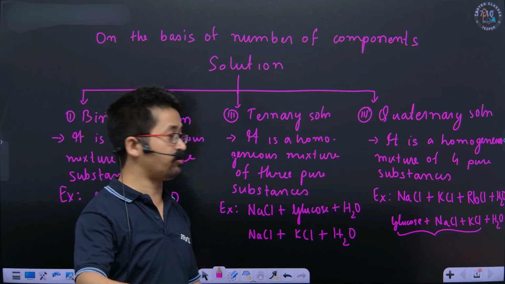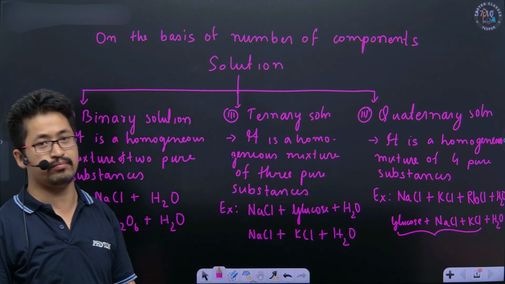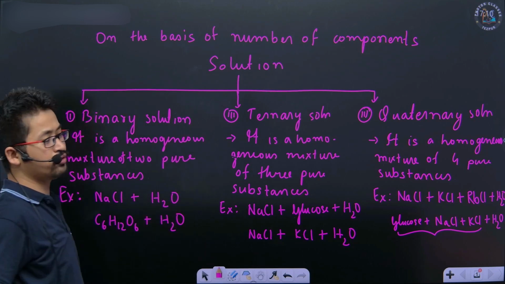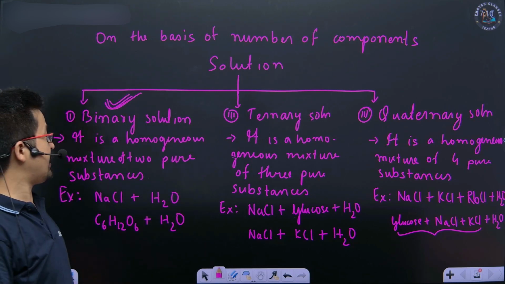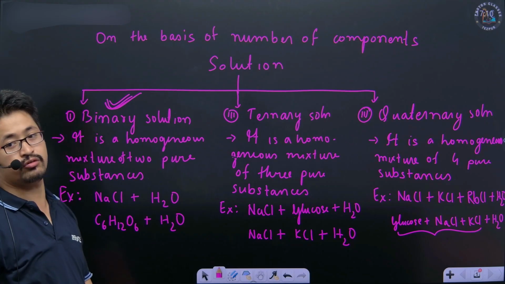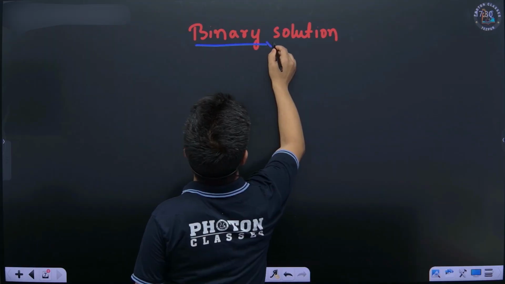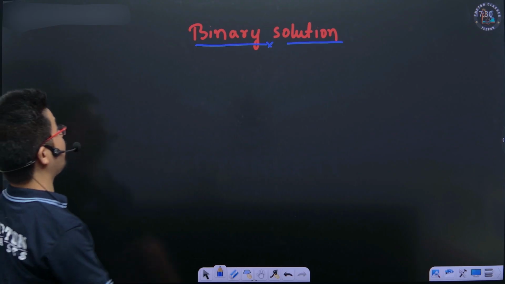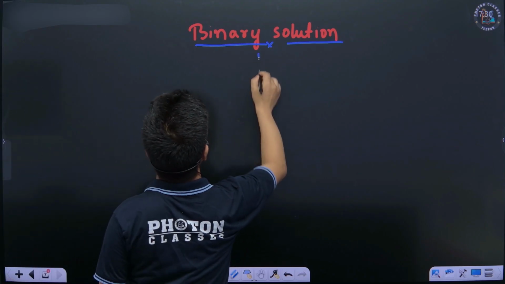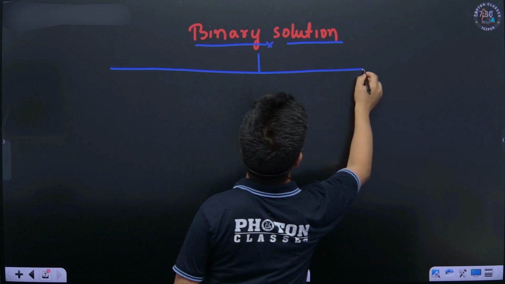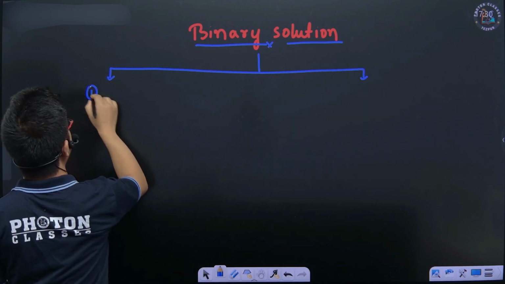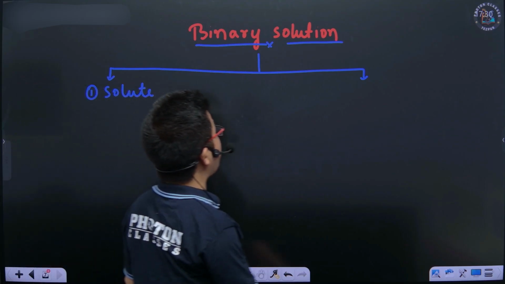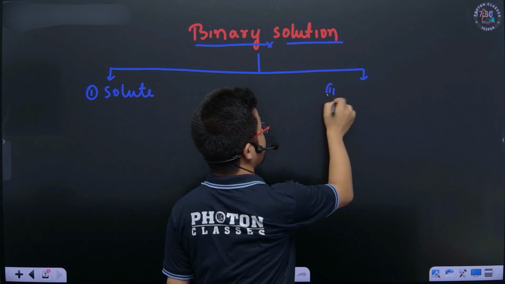You might be thinking that the number of components can be more than 4 as well, right? Whatever you are thinking is correct, but we are not concerned about those types of solution. So let me explain in detail about the binary solution. Is that clear? A binary solution basically consists of 2 pure substances, and of these 2 pure substances, one will be called the solute and the other will be called the solvent.